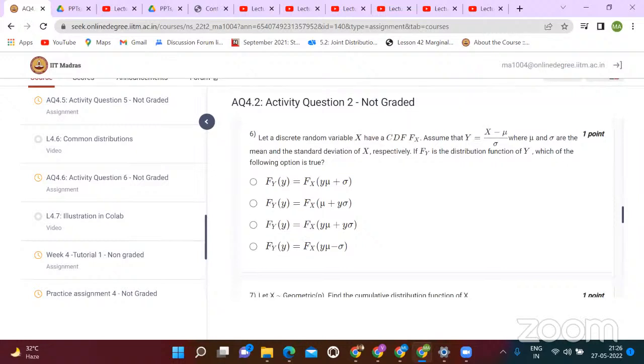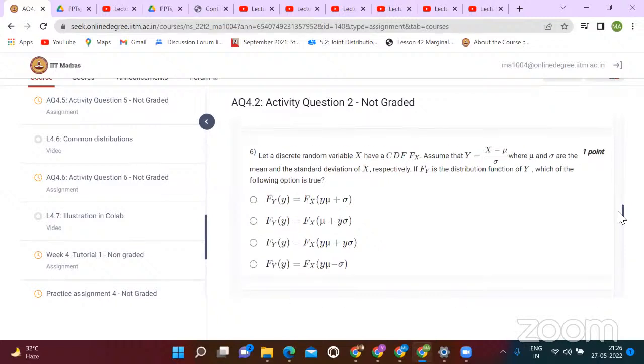Okay. So on the left hand side, we are taking the values of y, and on the right, we are taking with respect to x, right?